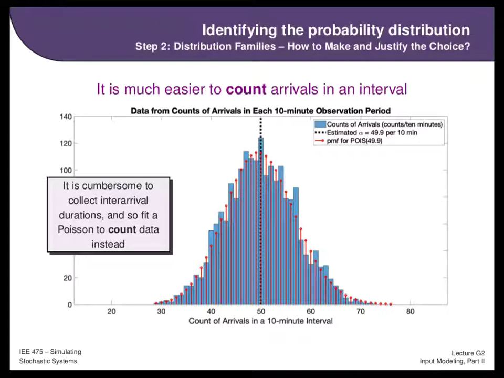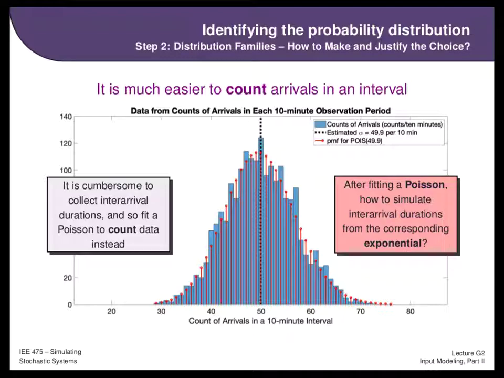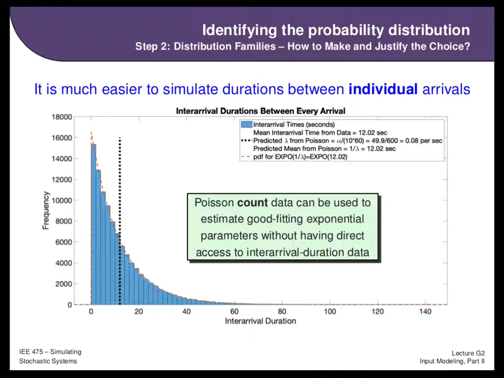But the question is, how do I then build an exponential model like that I want to simulate in ARENA? It turns out that after fitting this Poisson parameter alpha, there is a direct translation to get that lambda parameter out for your exponential. The way it works is I can take alpha and divide it by the length of my interval. So if I want to know lambda, which is in arrivals per second, and I know arrivals per 10 minutes, if I just divide arrivals per 10 minutes by however many seconds are in 10 minutes, I will get arrivals per second.